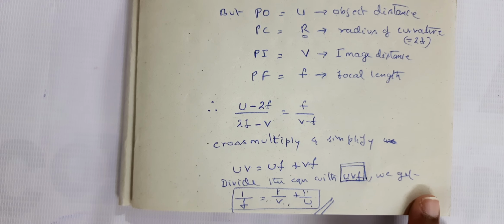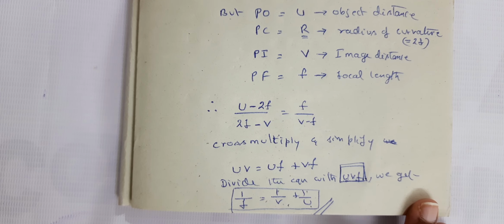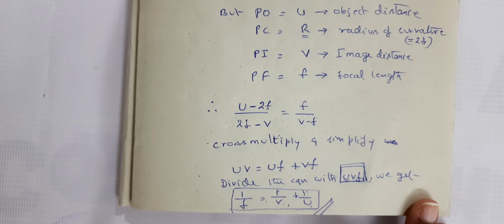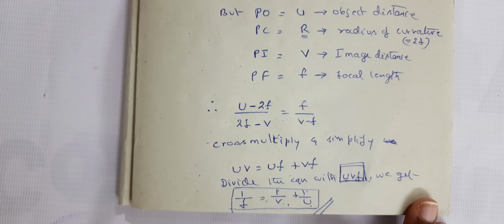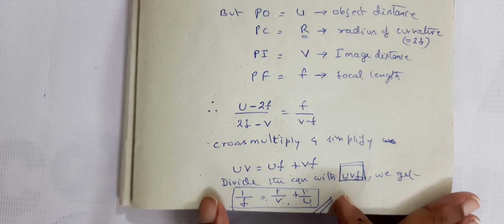Clear? Clear, students? Very, very important derivation for class 10 children. As well as I think this is also there in 11th class, in some of the boards. So very, very important derivation. And also remember, whenever you are doing numericals based on this formula, you need to use sign conventions. When we discuss the numericals, then I will discuss the sign conventions.